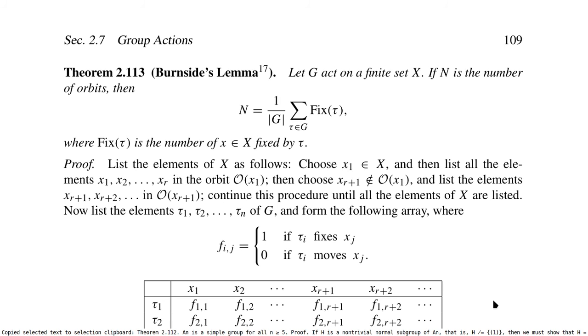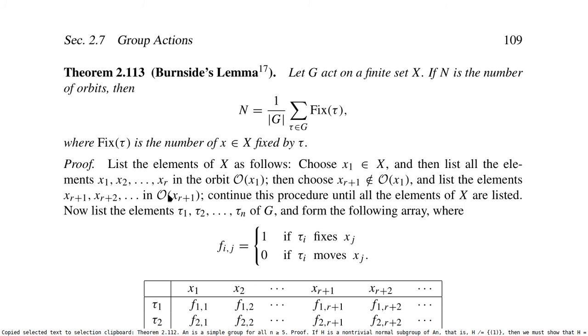So this is Burnside's lemma. Okay. Now G acts on a finite set, and N is the number of orbits. Then the number of orbits is equal to 1 over the order of G times the summation of fix of tau. Fix of tau is the number of x in X, the number of elements of the set that are fixed by tau. Okay, that makes sense. So this is Burnside's lemma.